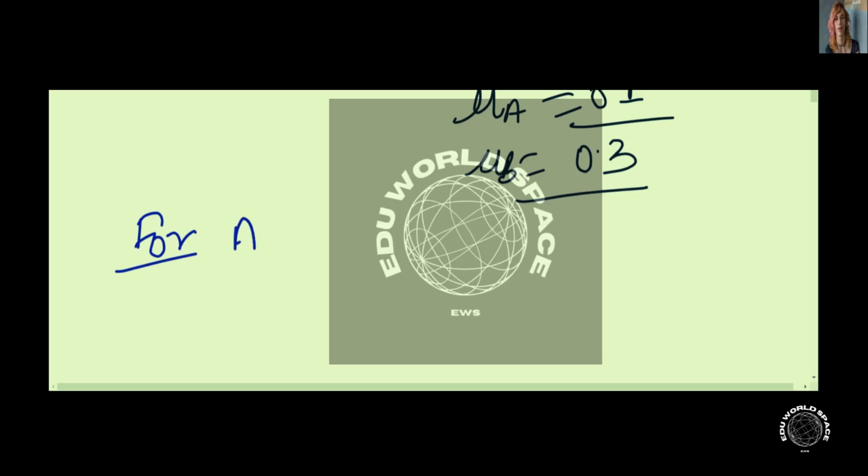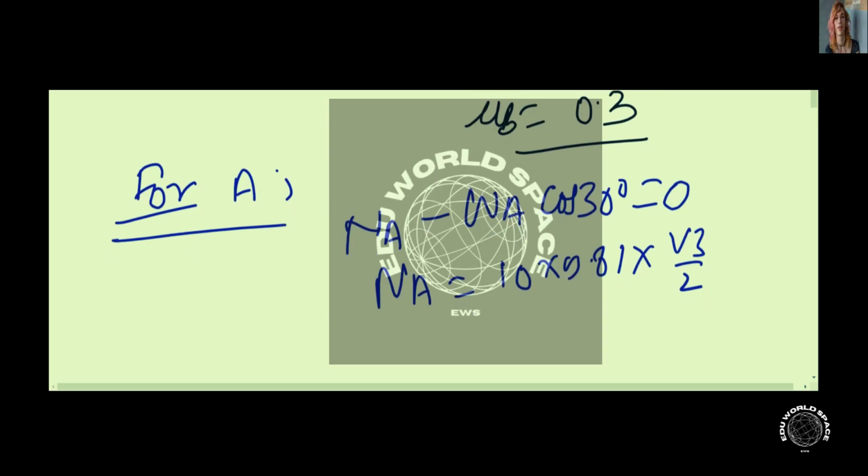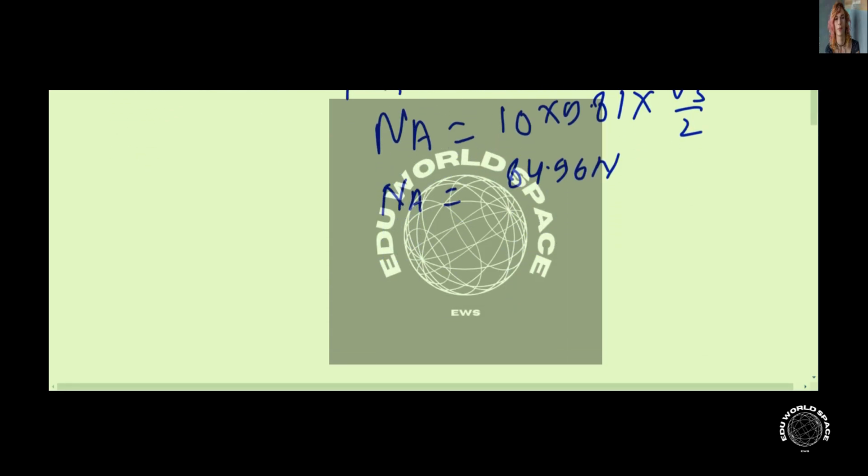For A, in the y direction there will be no net force, so the normal reaction minus the weight times cos theta equals zero, because the perpendicular force is the weight of A times cos theta, where theta is 30 degrees. So the normal Na is 10 into 9.81 into cos 30, which is root 3 upon 2. Here Na comes out to be 84.96 Newton.